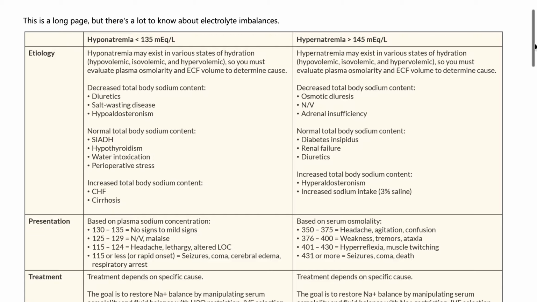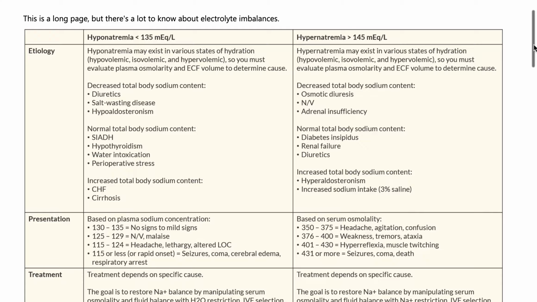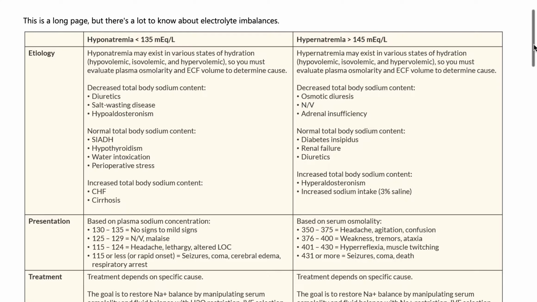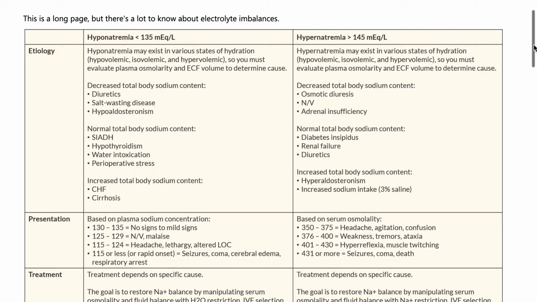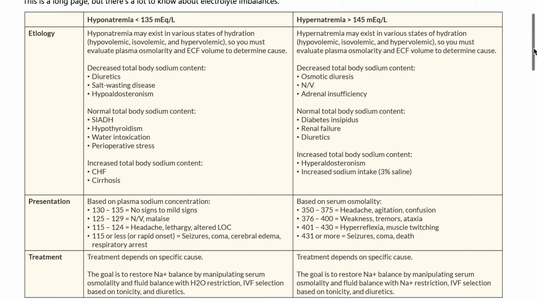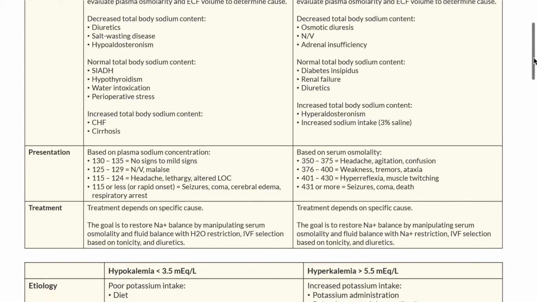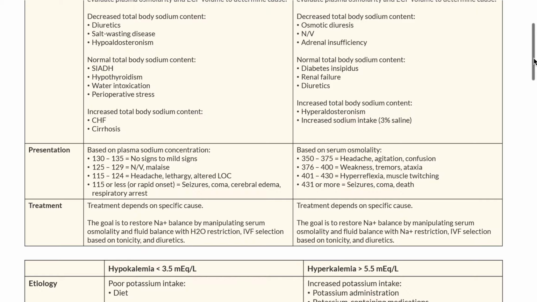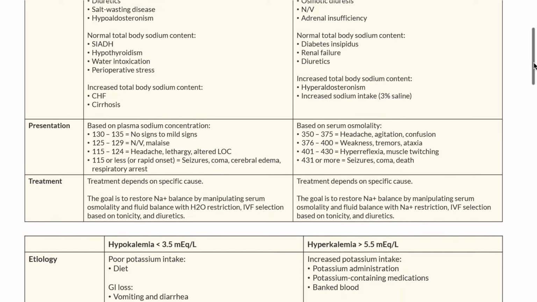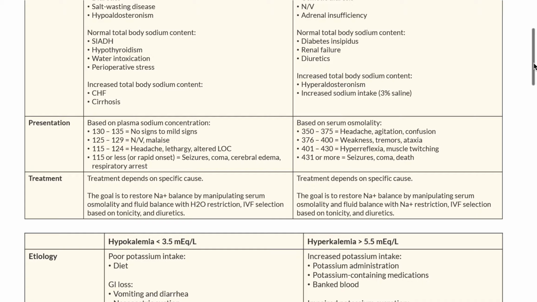Regarding hypernatremia, this is a sodium level greater than 145 milliequivalents per liter, and hypernatremia may exist in various states of hydration as well, such as hypovolemic, isovolemic, and hypervolemic. So you, again, must evaluate the plasma osmolarity and ECF volume to determine the cause. Decreased total body sodium content can be from osmotic diuretics, nausea, vomiting, and adrenal insufficiency. Normal total body sodium content can be a result from diabetes insipidus, renal failure, and diuretics, and increased total body sodium content can be due to hyperaldosteronism and increased sodium intake, or, for example, a 3% saline infusion.